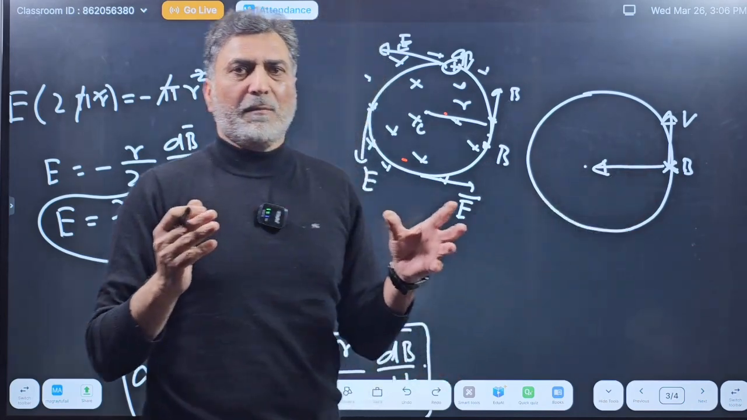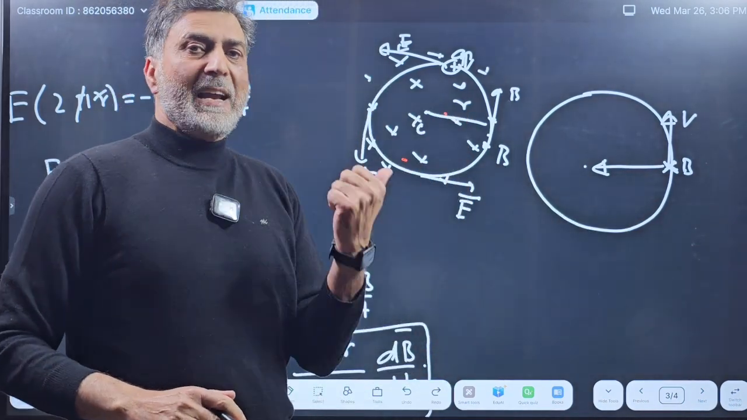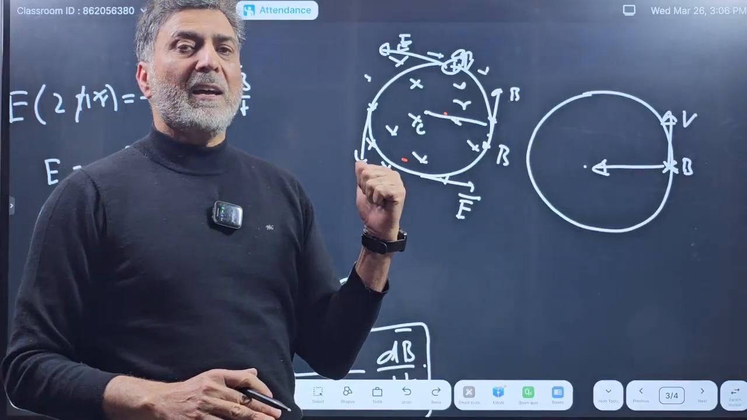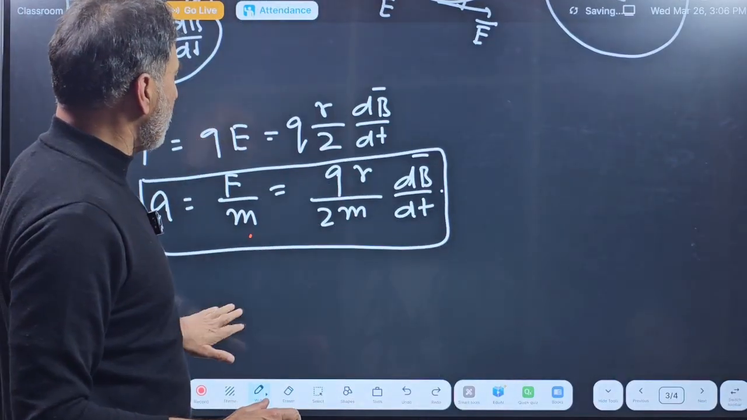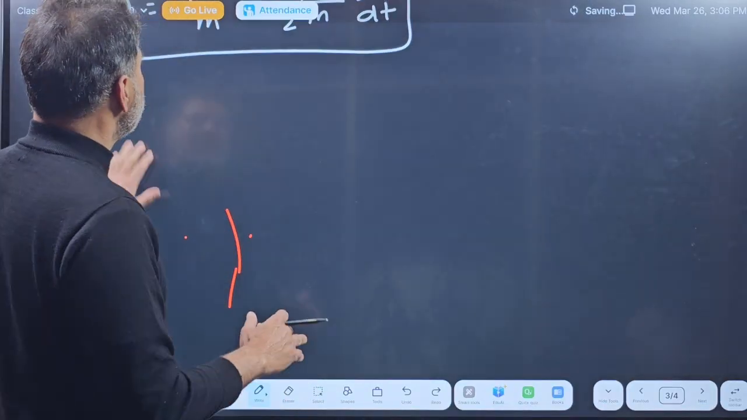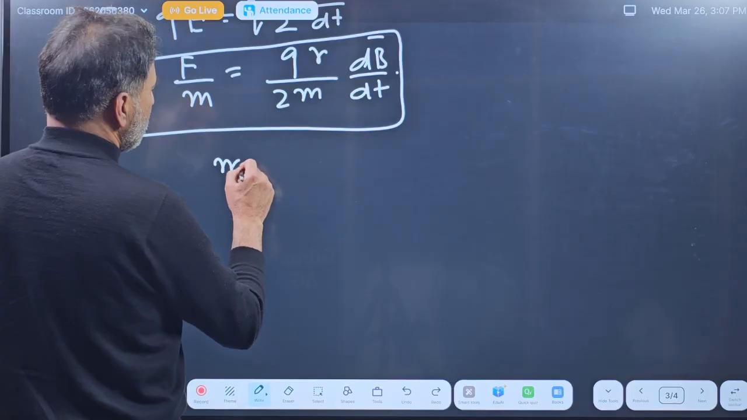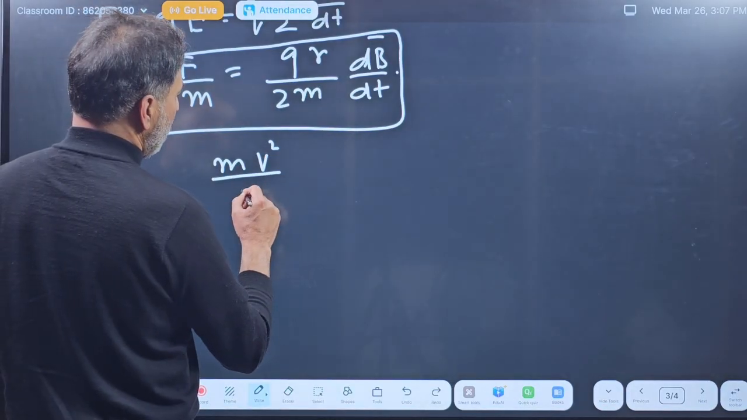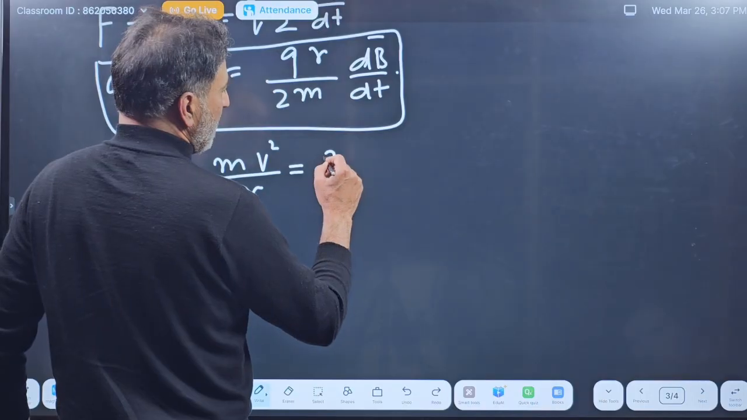So it is the magnetic force, due to the magnetic field on the periphery, that produces the centripetal force which keeps the charge moving in a circle. How much is that magnetic force? That magnetic force gives the centripetal force mv squared by r. This is the centripetal force, and it is being provided by the magnetic force, that's qvB.